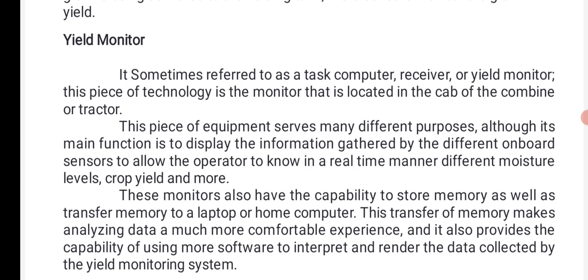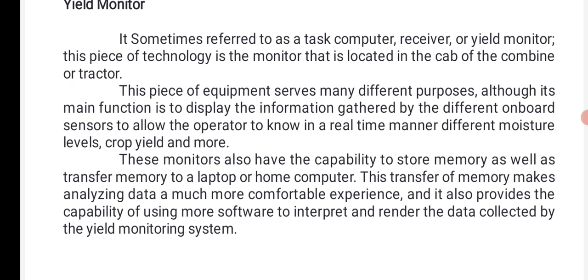This piece of technology is the monitor that is located in the cab of the combine or tractor. This piece of equipment serves many different purposes, although its main function is to display the information gathered by the different onboard sensors, to allow the operator to know in real time the moisture level, crop yield and more.